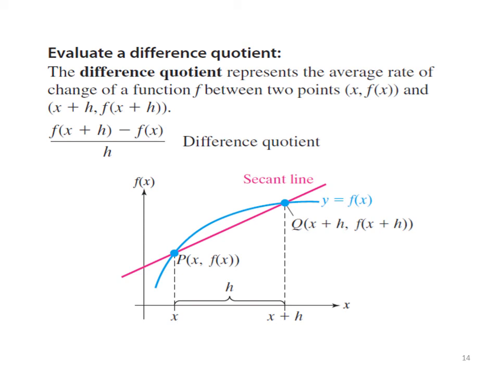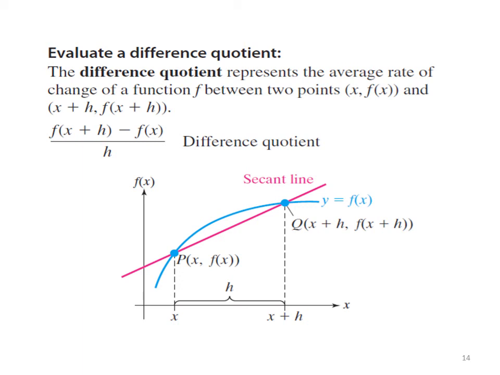So now to evaluate the average rate of change of f of x in this interval, the change in y is f of x plus h minus f of x. Now the change in x is exactly h, and if you take x plus h minus x, the result will be h. So this expression here, which we are calling the difference quotient, is exactly the average rate of change for f of x in the interval that starts at x and ends at x plus h.